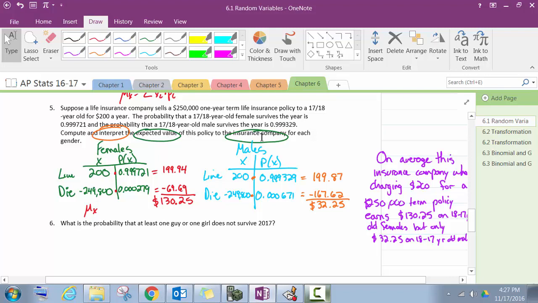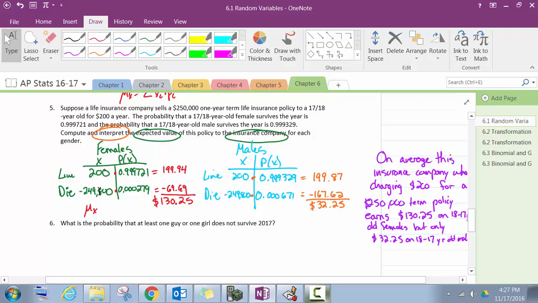So from the insurance standpoint, from the insurance company, so there's two options. You can live or you can die. So if we look at the females first, if you live, the insurance company gets $200 because you pay the $200 and nothing else happened. And the probability of that happening is 0.999721 because that's what it said. So we multiply straight across.